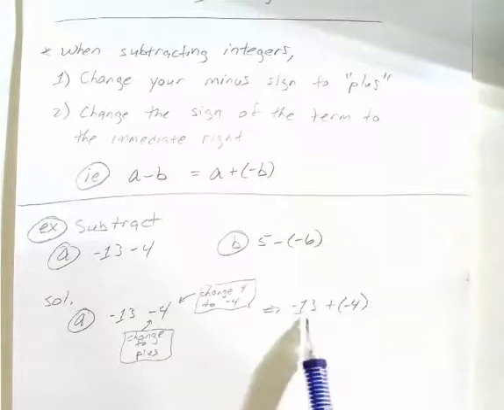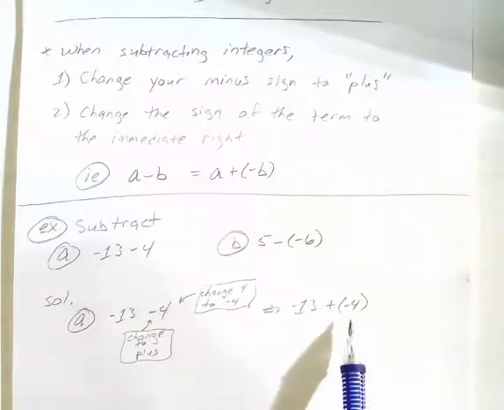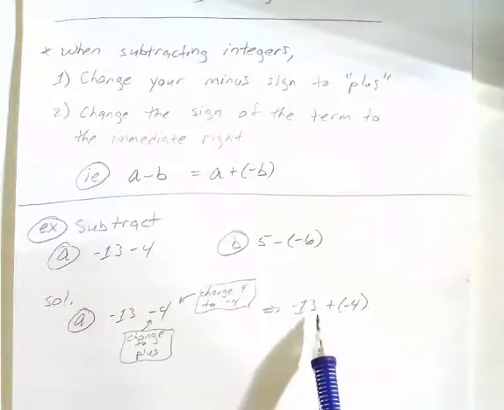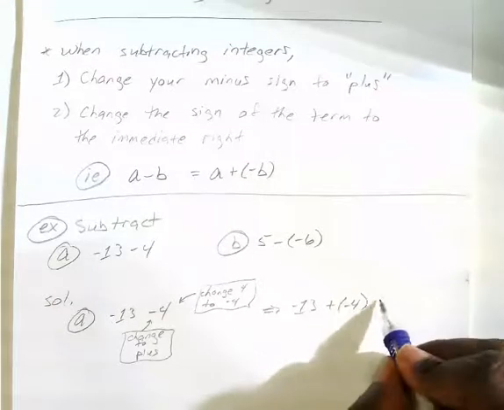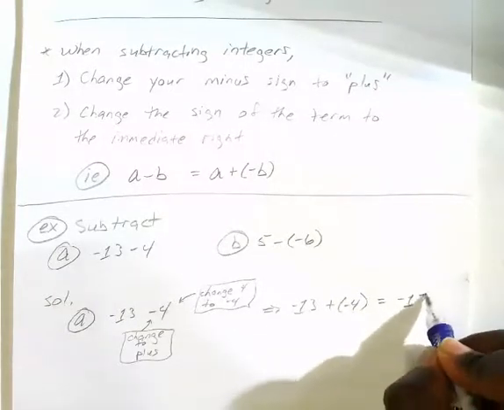And remember, when the two signs are the same, you just add their absolute value and give them the common sign. So positive 13 and positive 4 will give us 17. So negative 13 plus negative 4 will just be negative 17.